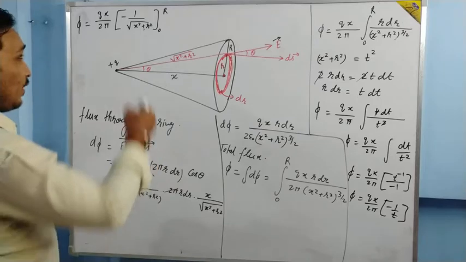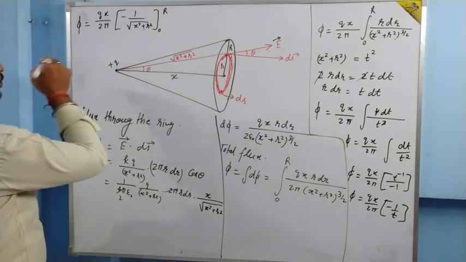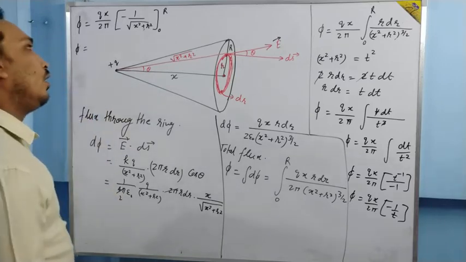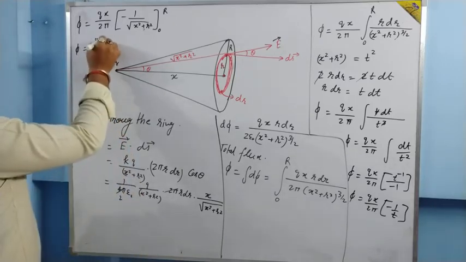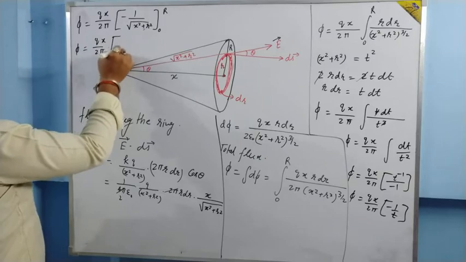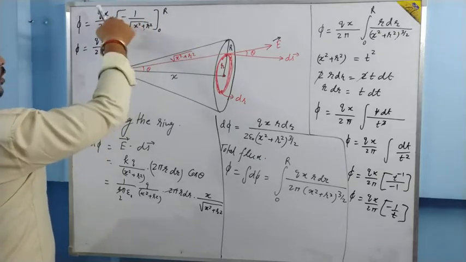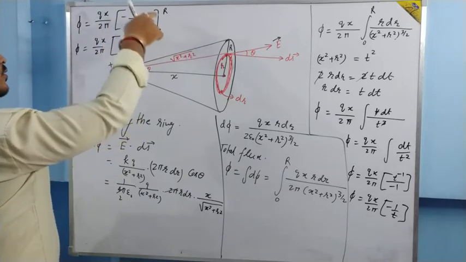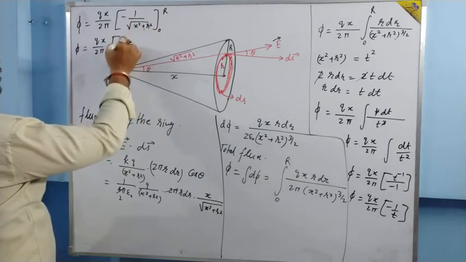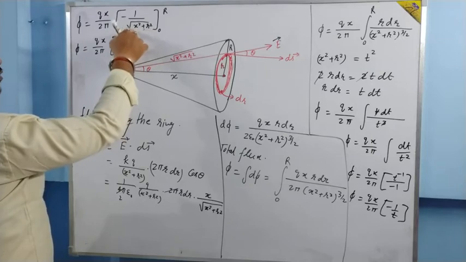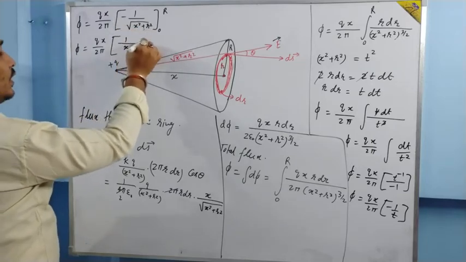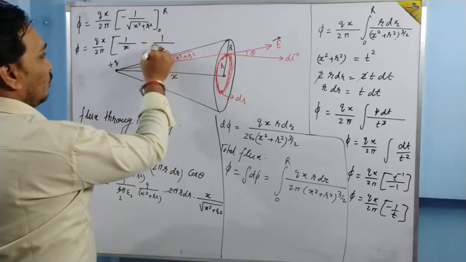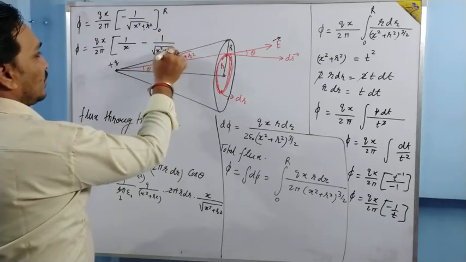Now in place of r, just put the values. Phi is equal to qx upon 2 pi. If you put the upper limit, it will become minus. In place of r it is 0, so 1 upon under root x square, it is 1 upon x, minus, in place of r, 1 upon under root x square plus r square.